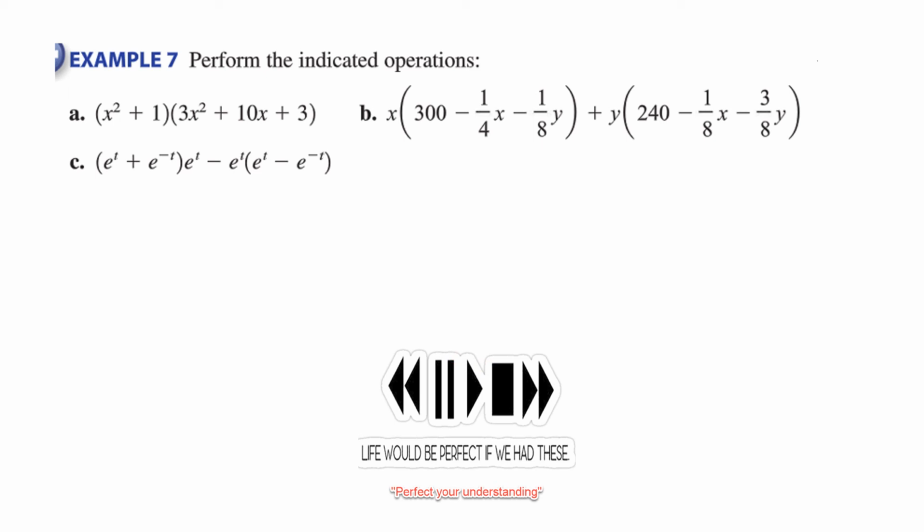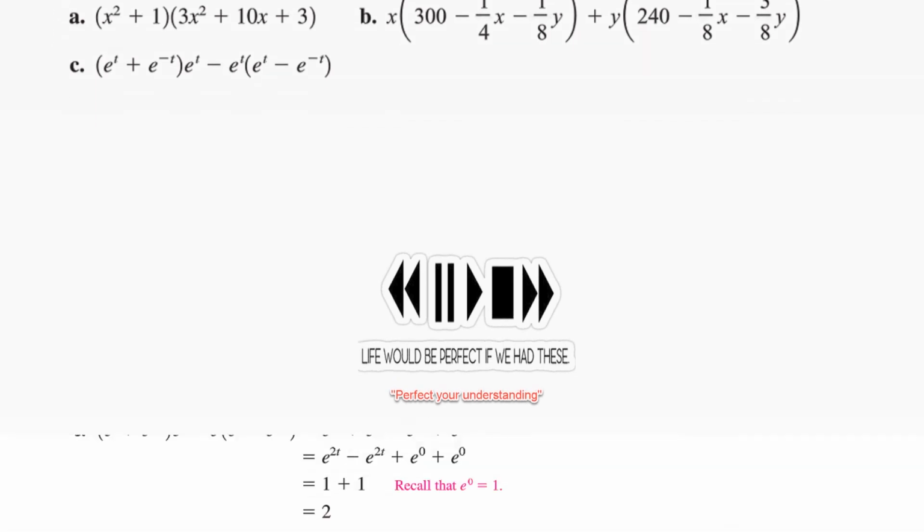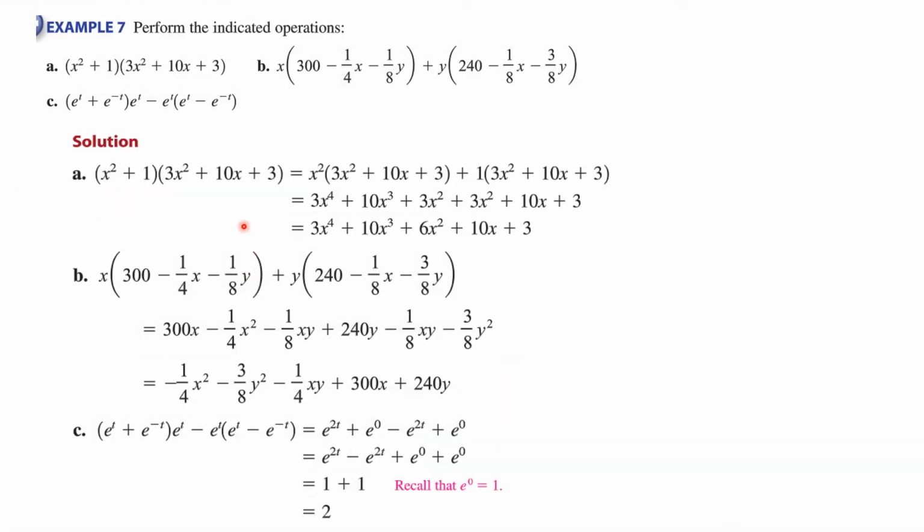Let's see how you did. In the first problem, when you distribute the x squared across, and then you distribute the 1 across, and then you collect like terms, you get this as your final answer. Here you distribute the x, and you distribute the y, then you collect like terms, terms with the same variables and the same exponents. And this is what we get as our final answer.